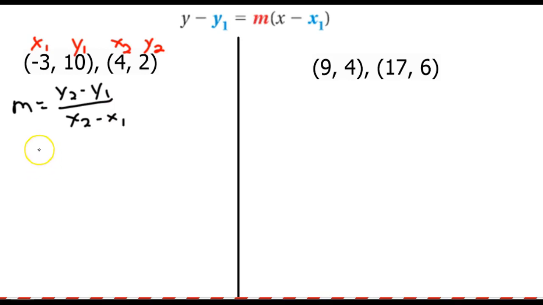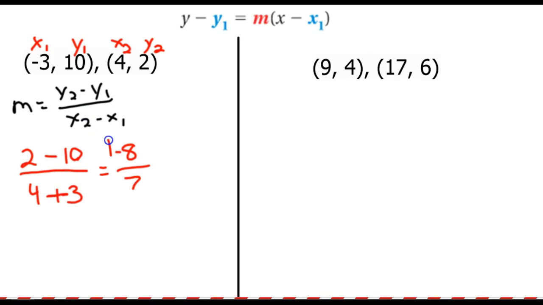So y2, 2, minus y1, 10, over x2, 4, minus x1, which is negative 3. 2 minus 10 is negative 8. 4 minus a negative 3, or 4 plus 3, is 7. So our slope is negative 8 over 7. Because it's slope, we leave it as a fraction.